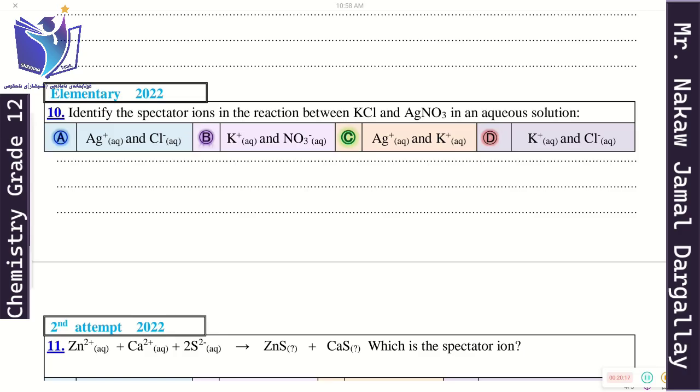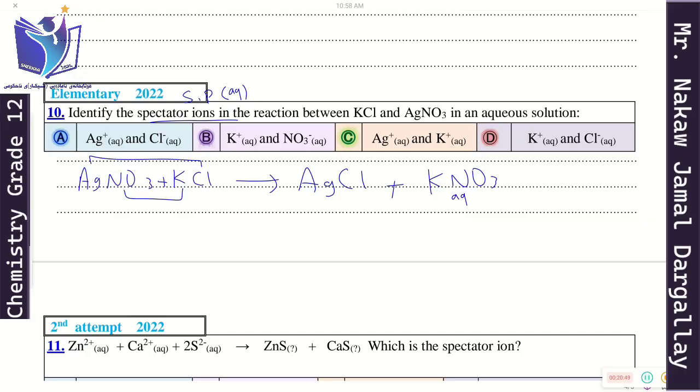Question number 10. Identify the spectator ion. We say that you can find the spectator ion from the aqueous product. So the reaction between AgNO3 with KCl: Ag+ and Cl- produce AgCl, and K+ with NO3- produce KNO3. KNO3 dissolves in water, while AgCl does not dissolve in water.